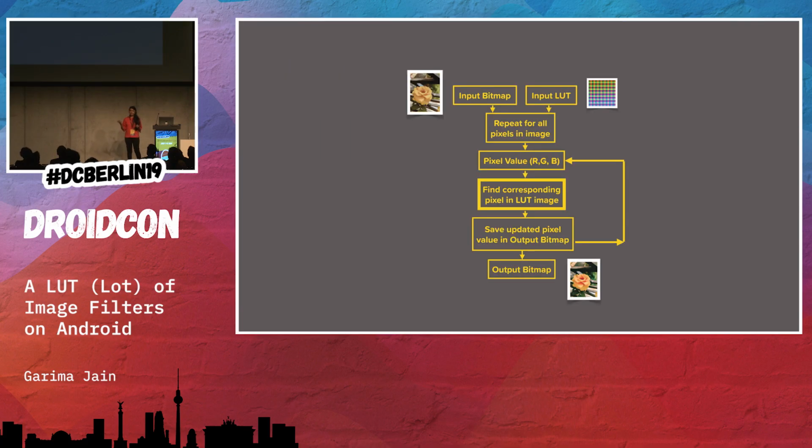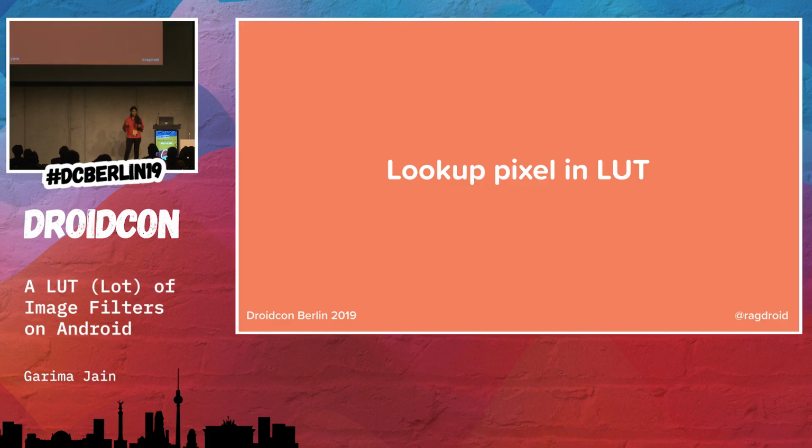So we have an input image, and we have an LUT image. We repeat for all the pixel values. We get a pixel value that is RGB, we find the corresponding pixel value in the LUT image, and we save the updated pixel value in the output bitmap. We repeat this for all the pixels, and we get our pretty little output bitmap. So the interesting step over here is finding the corresponding pixel value in the LUT image. So let's look at how we can do this.